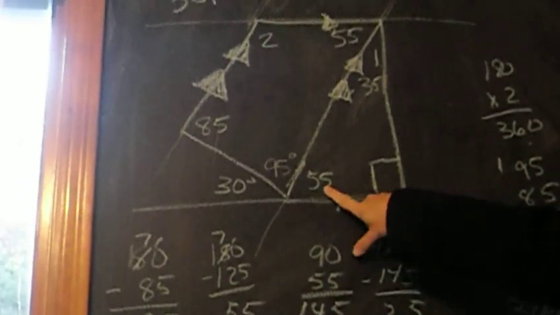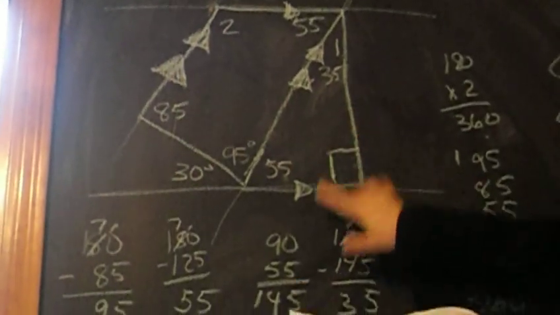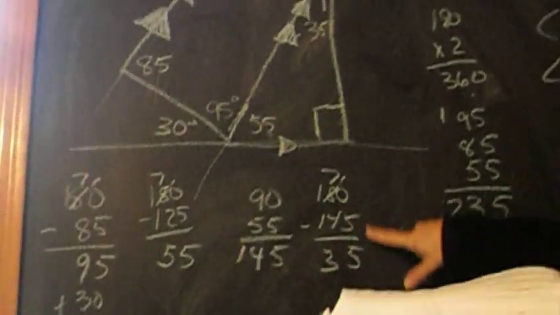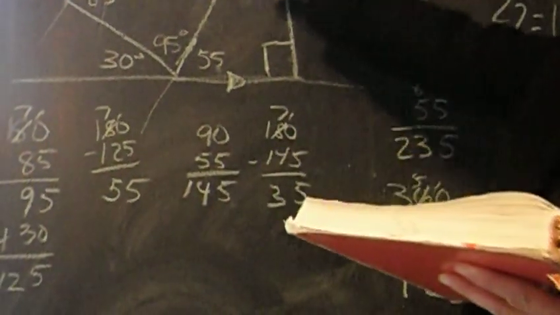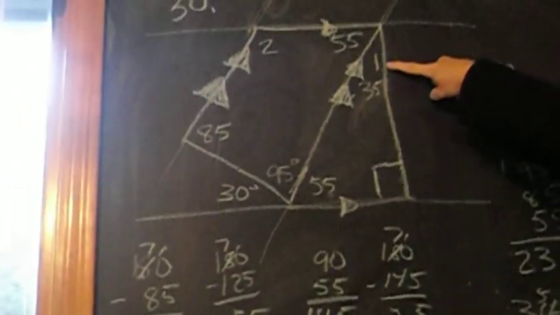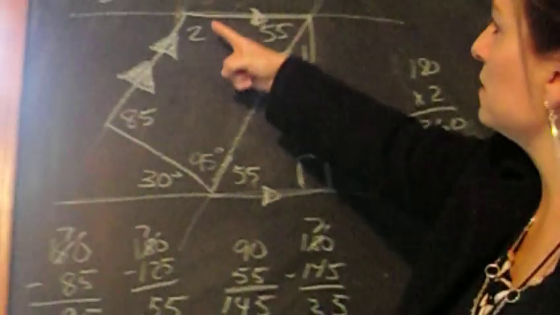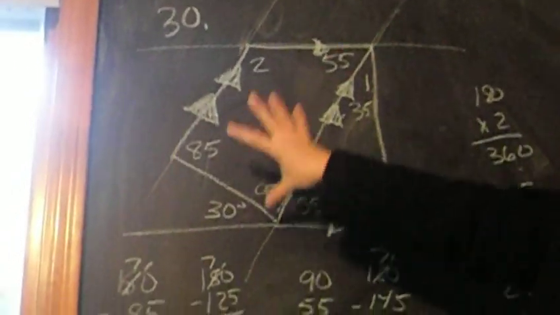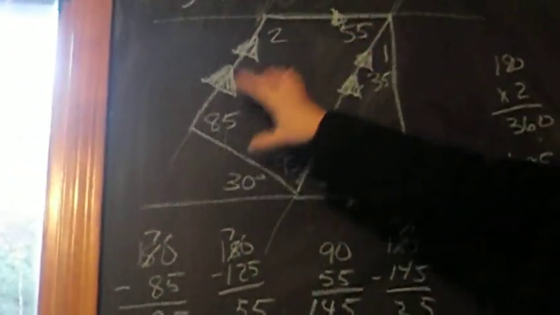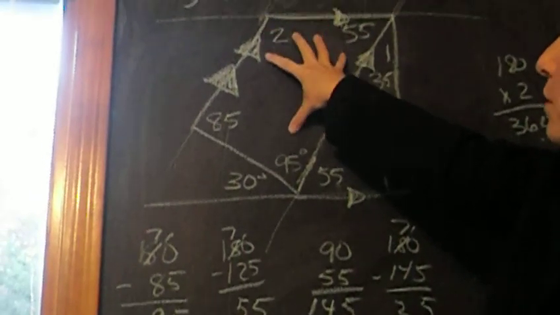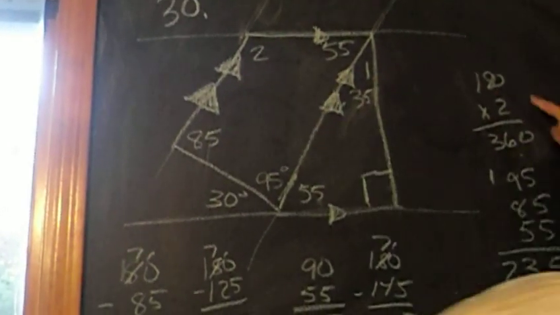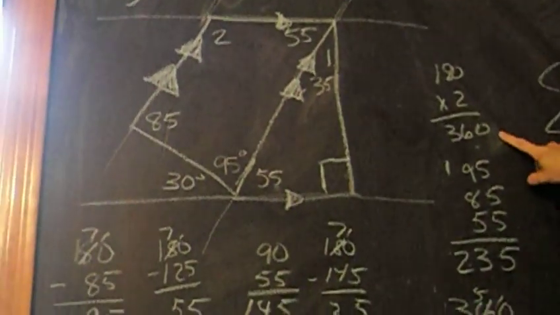If that's 55 and that's 90, add those two up, you get 145. Subtract from 180 for this triangle right here, and you're going to get the measure of angle 1, which is 35. Okay, I took this figure. If I divide it into 2 triangles, I know the whole figure has to equal 360 degrees. So that's why I did 180 times 2 is 360.